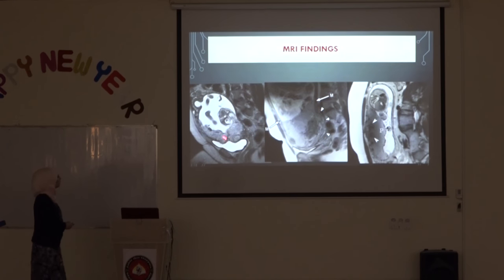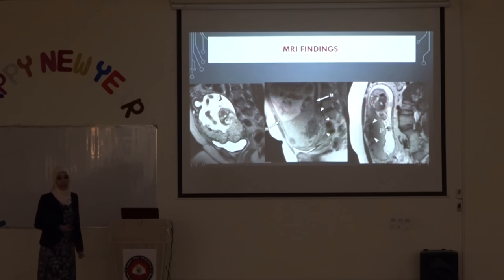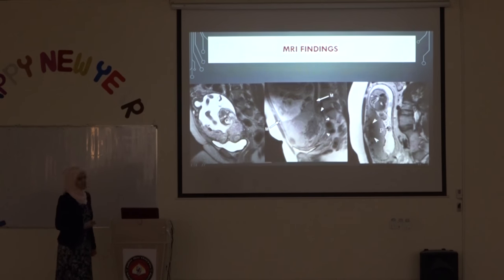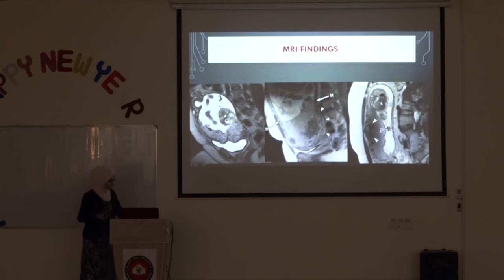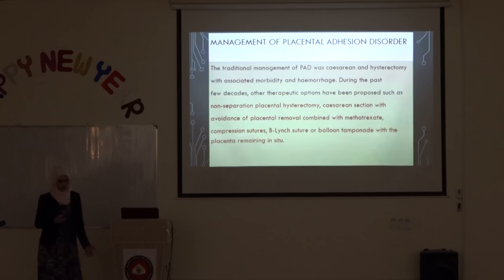And the third sign, this is the placenta, and this is the urinary bladder. Here is lower uterine bulging of the placenta, which is the third sign. This sign doesn't happen in all types of placenta. It only happens in case of severe invasion, like in placenta percreta. Here there is invasion of the placenta into the urinary bladder. So after all of that, we have to combine signs and symptoms with the examination and the radiological findings to reach the final diagnosis.